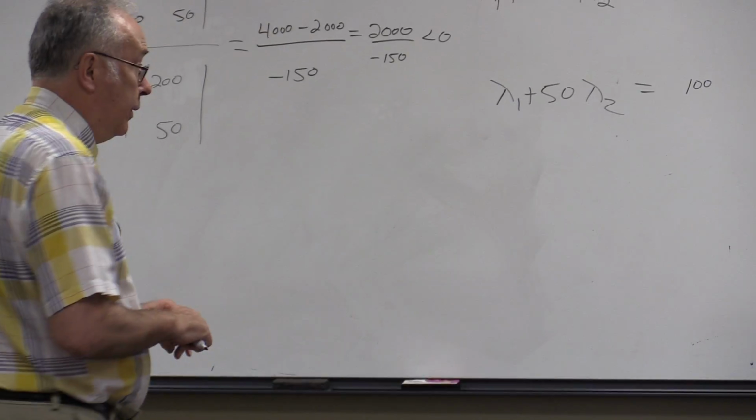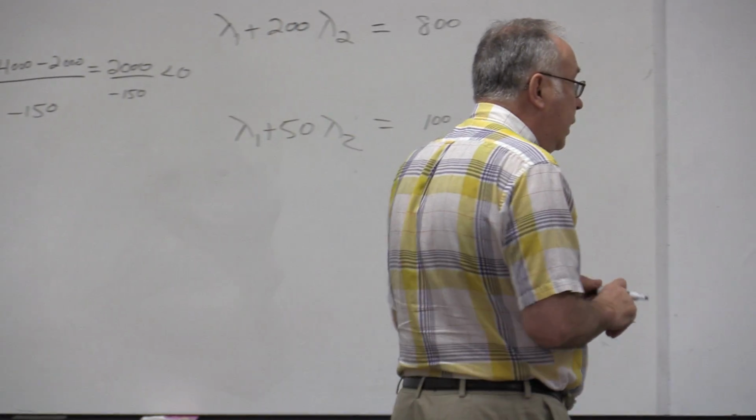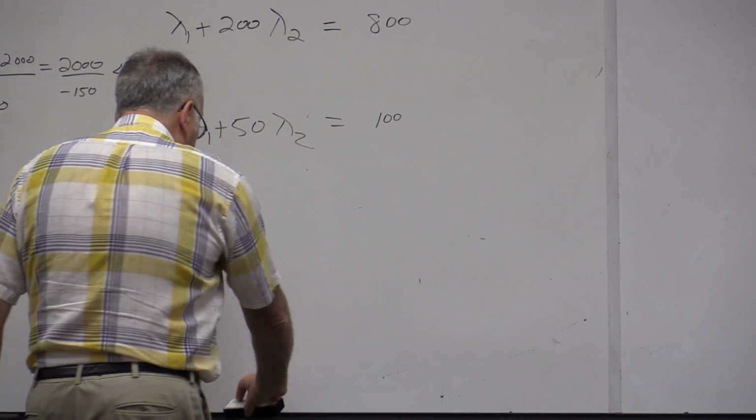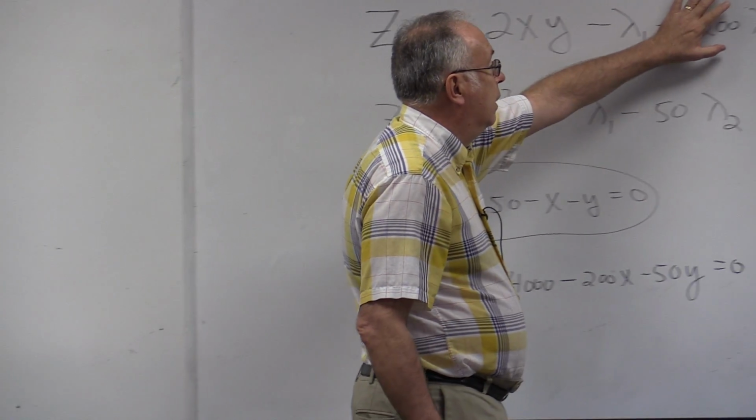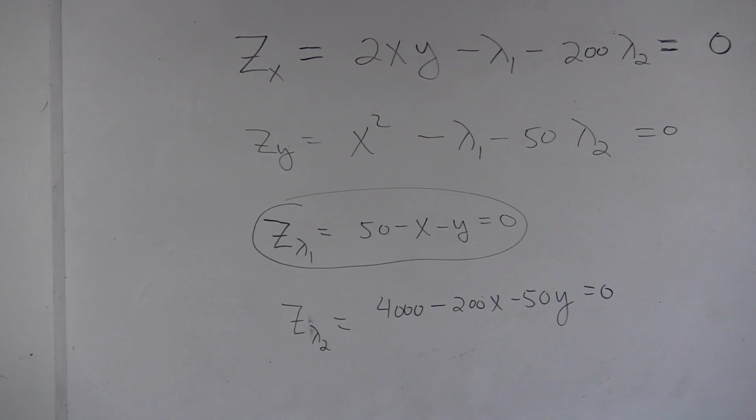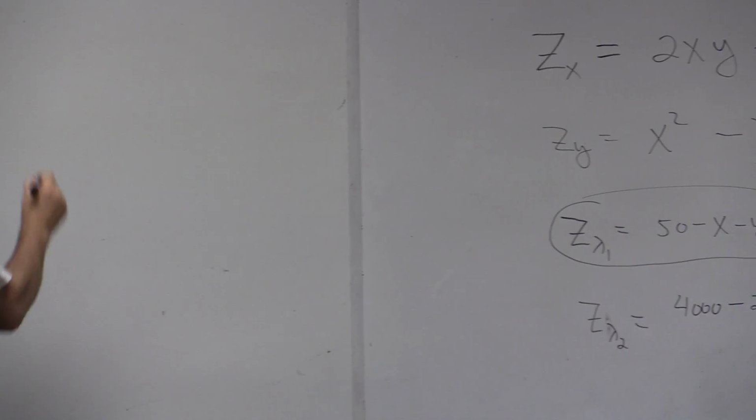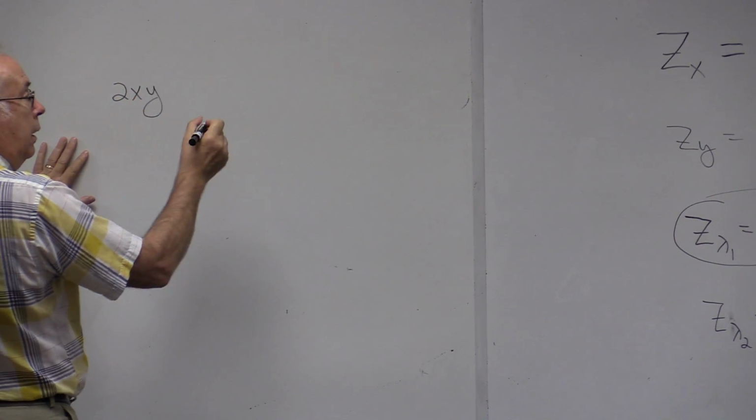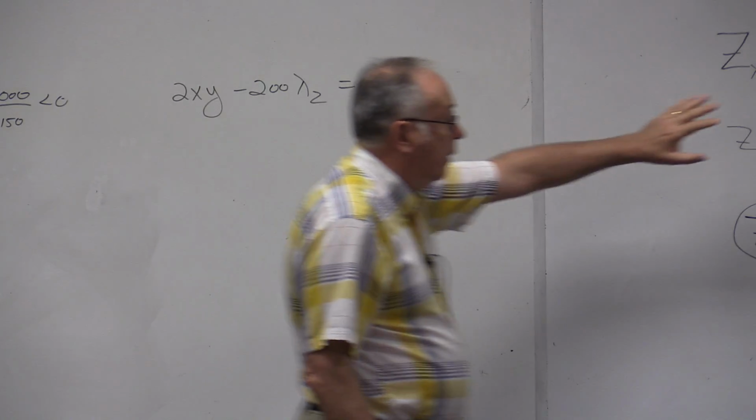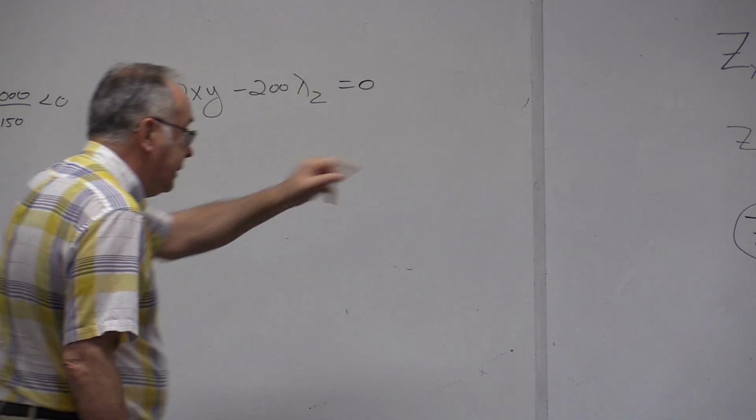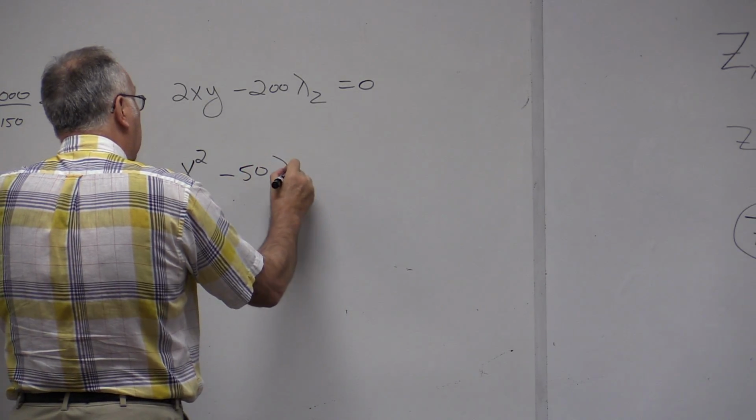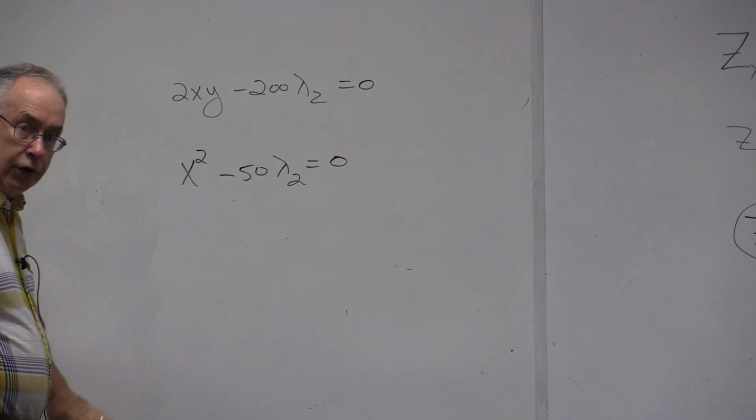Yes, let's assume that lambda 1 is equal to 0. Now, if we assume lambda 1 is equal to 0, then go back to this equation right here and put in lambda 1 equals 0. So that equation will now become 2xy minus 200 lambda 2 equals 0, because lambda 1 just drops out. Go to that second equation, and it would be x squared minus 50 lambda 2 equals 0.